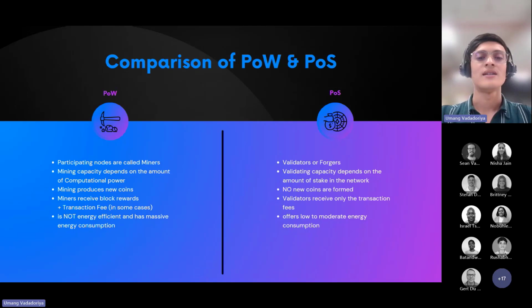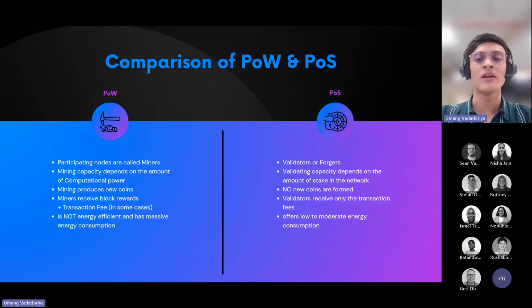the network. Second one is resource dependence. Proof of work requires significant computational resources for mining, whereas proof of stake relies on the amount of cryptocurrency held by validators. So that's participants in the consensus process. Next, coin production.